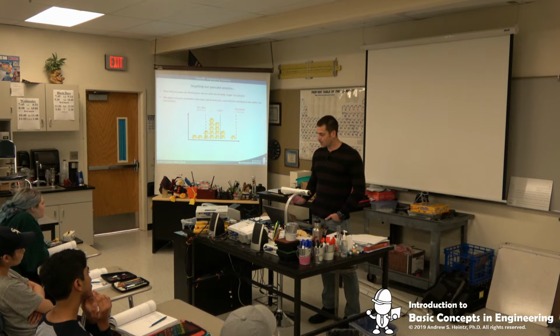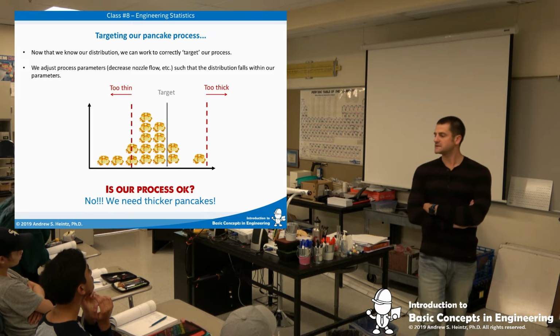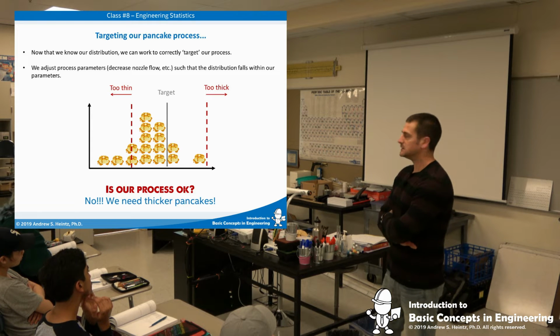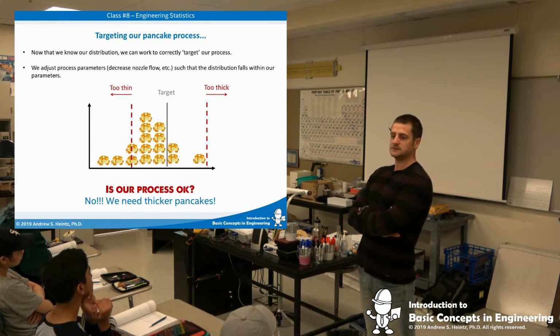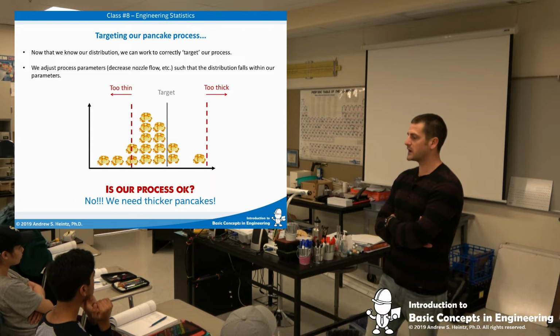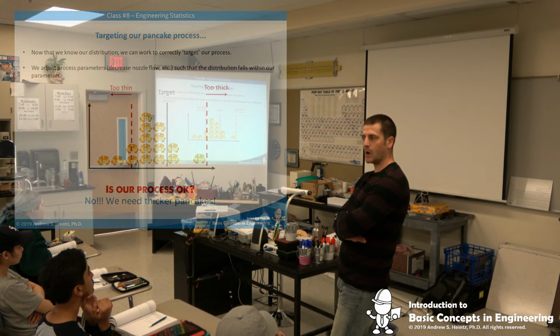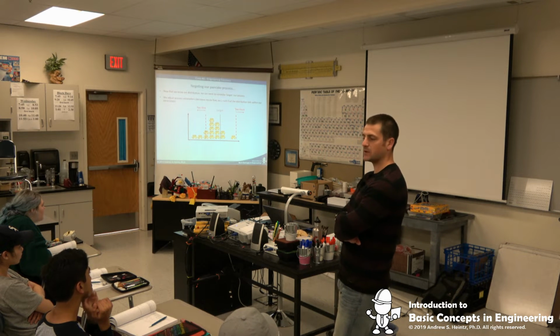So what we're going to do using this is we're going to target our pancake process. We're going to say the perfect pancake lies on that gray line, right? But the problem is, is our process running on target right now? You guys are shaking your heads no. Why is that? Why do you say that, rather?